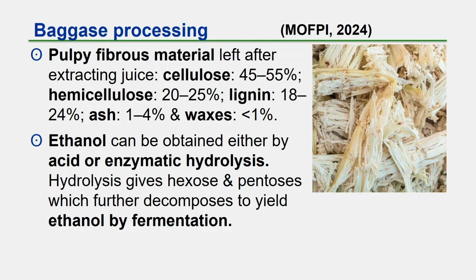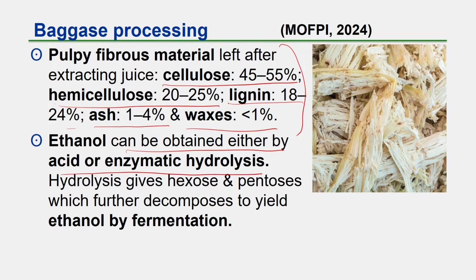Now, bagasse processing is a very important part. Bagasse is the pulpy fibrous material left after extracting juice. It contains cellulose 45 to 55%, hemicellulose 20 to 25%, lignin 18 to 24%, ash 1 to 4%, and waxes less than 1%. So it is really rich in carbohydrates, particularly cellulose and hemicellulose. Ethanol can be obtained either by acid or enzymatic hydrolysis. Hydrolysis gives hexoses and pentoses, which are further decomposed to yield ethanol by fermentation.